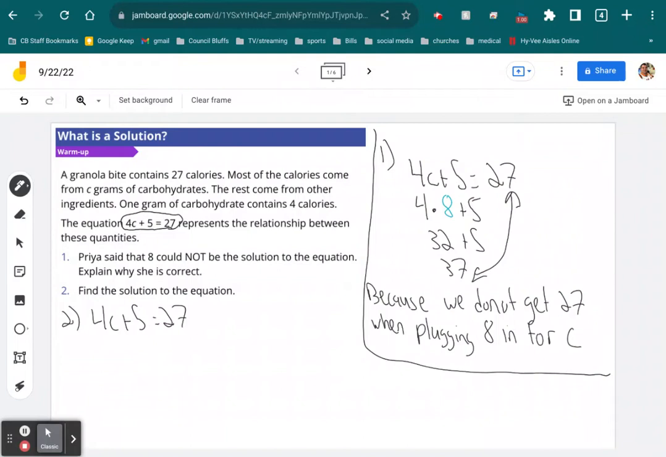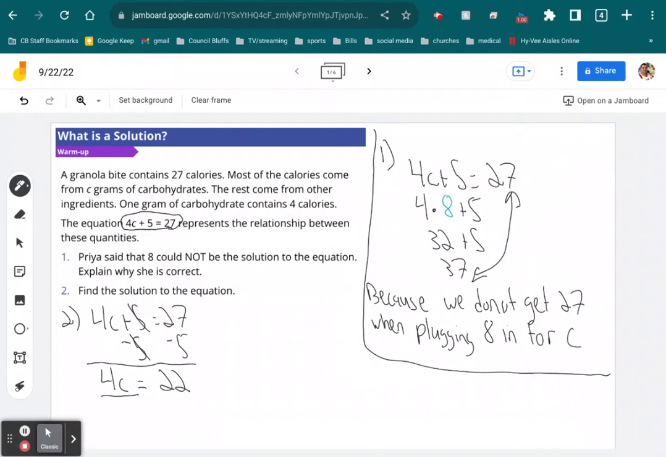So you might remember from when you first learned how to solve equations, this is a 2-step equation in which we have to first get rid of the addition and subtraction. So in other words, I have to get rid of the plus 5 first. How do I get rid of plus 5? I have to do the opposite, which is subtract 5. So I'm going to subtract 5 from both sides. And when I do that, 5 minus 5 cancels, and I end up with 4C equals 27 minus 5, which is 22.